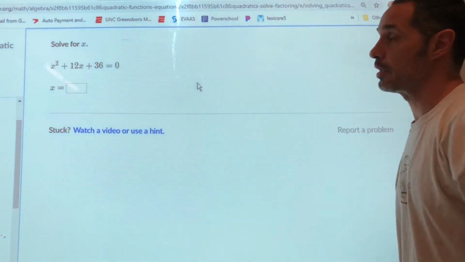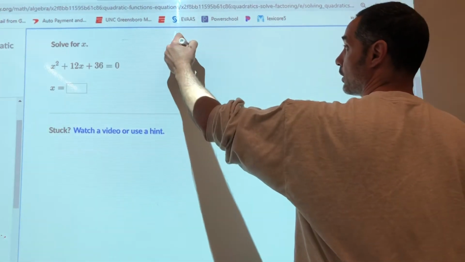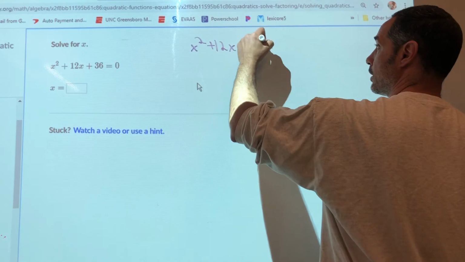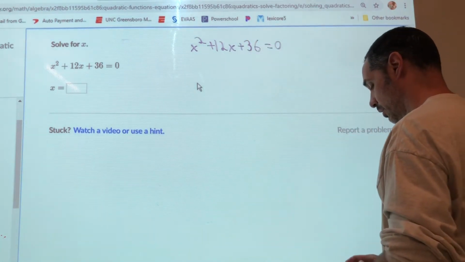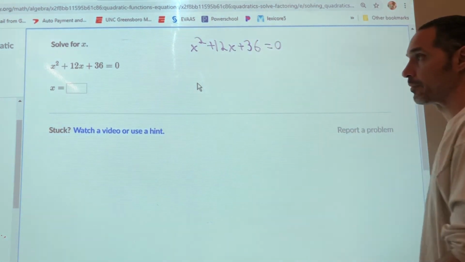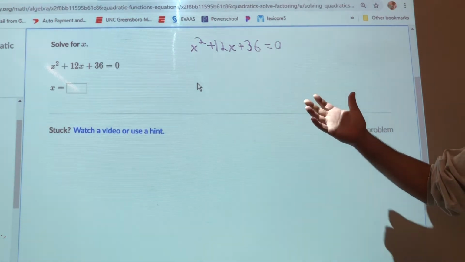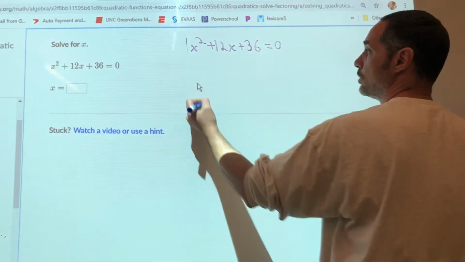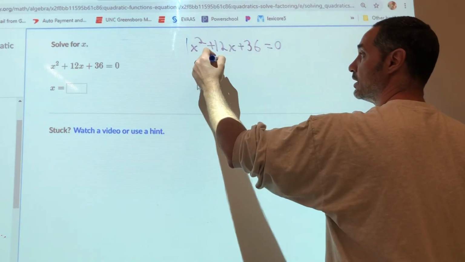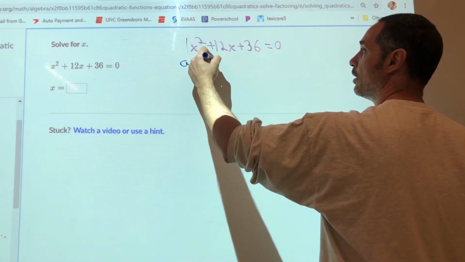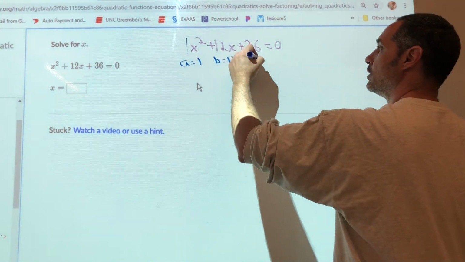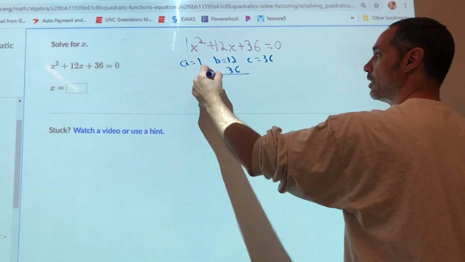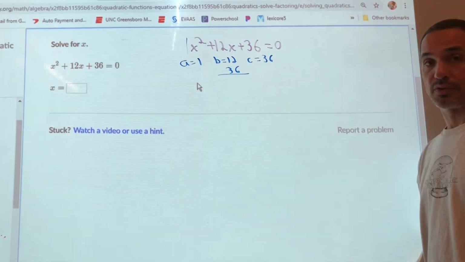It's a quadratic, and it's x squared plus 12x plus 36 equals 0. And what we need to do is just what we've been doing: factor. Leading coefficient is 1. So A equals 1, B equals 12, C equals 36. So do 1 times 36, which is 36, and then list the factors of 36.